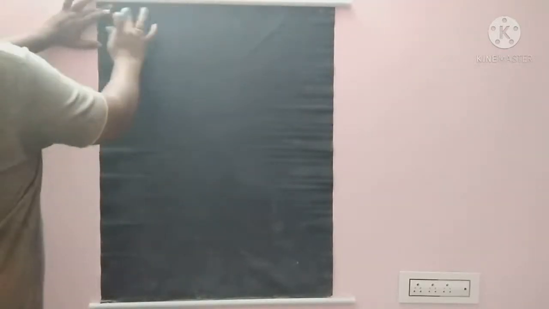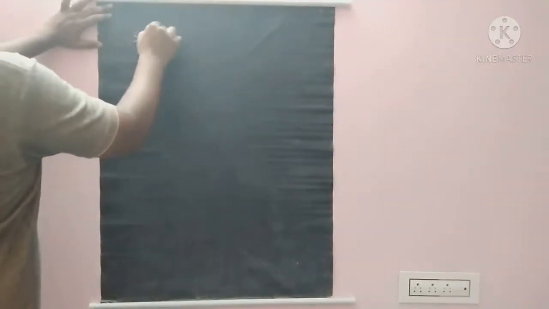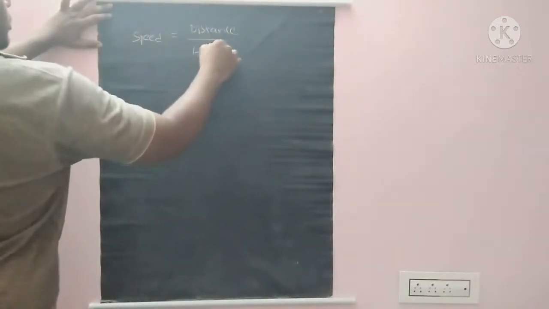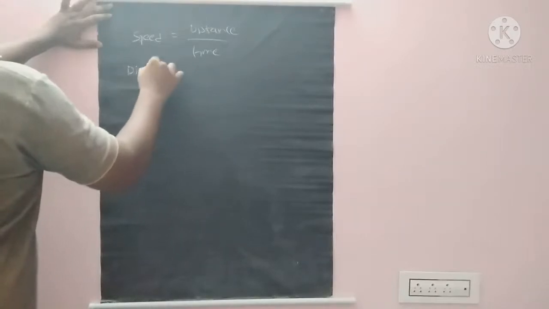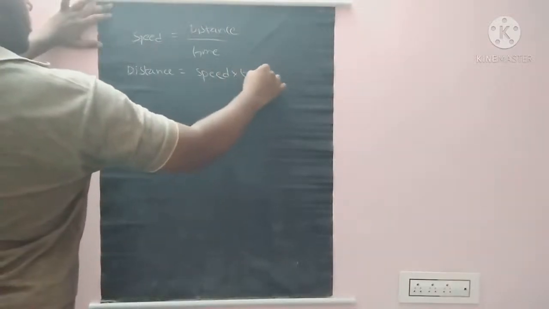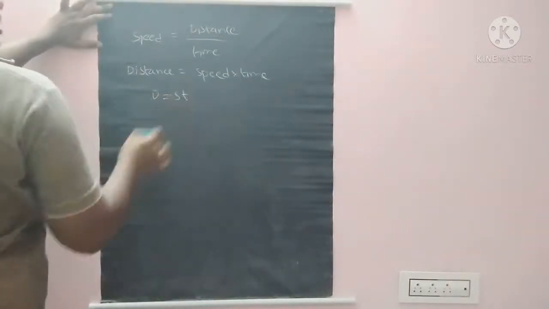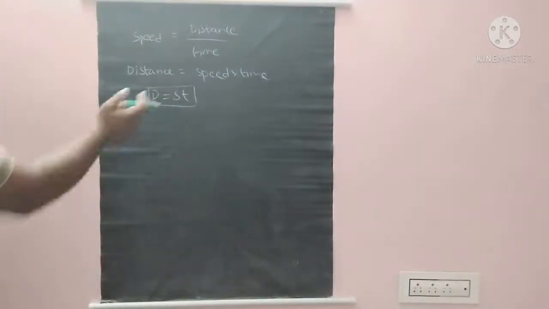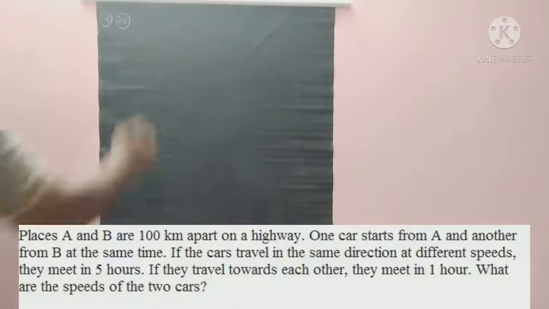Before continuing to the fourth question, we should learn some basic concepts regarding that. So these formulas are familiar for you. Speed is equals to distance by time. The same way, the distance equals to speed into time. So in shortcut we can write like this: d is equals to st, distance is equals to speed into time. So remember this formula.